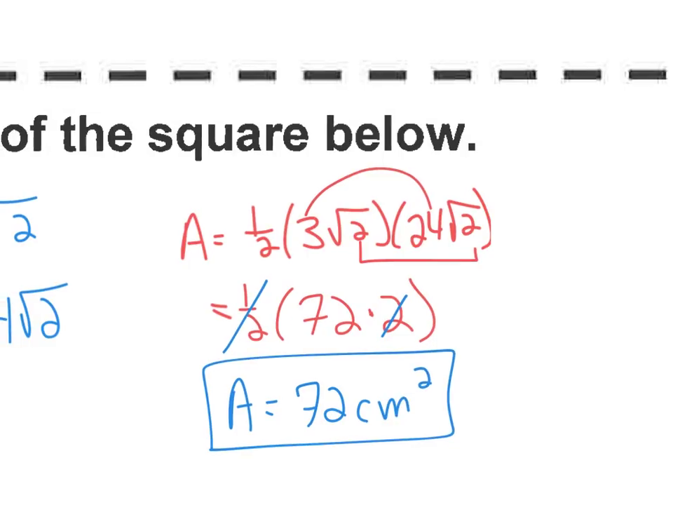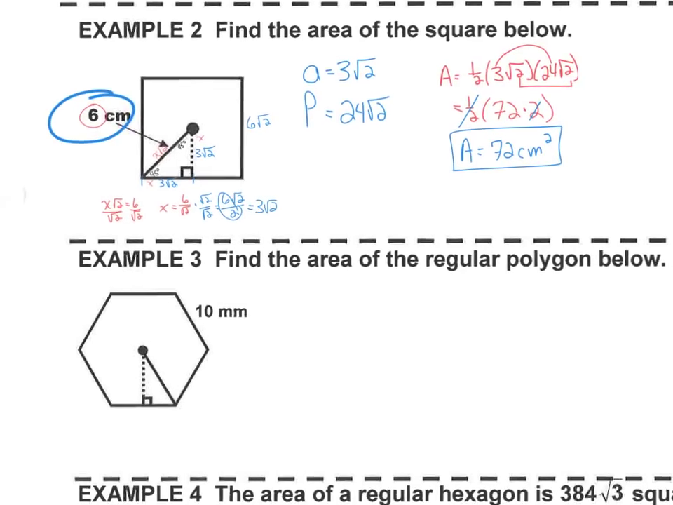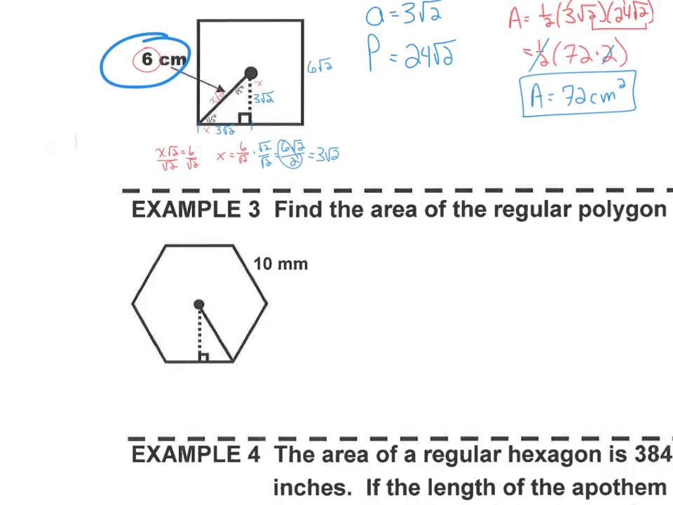So, guys, this square root of 2 business over here is probably the hardest part. We've done it a lot. If you're still having troubles, make sure and let me know. And then the last one we're going to do is the hexagon.